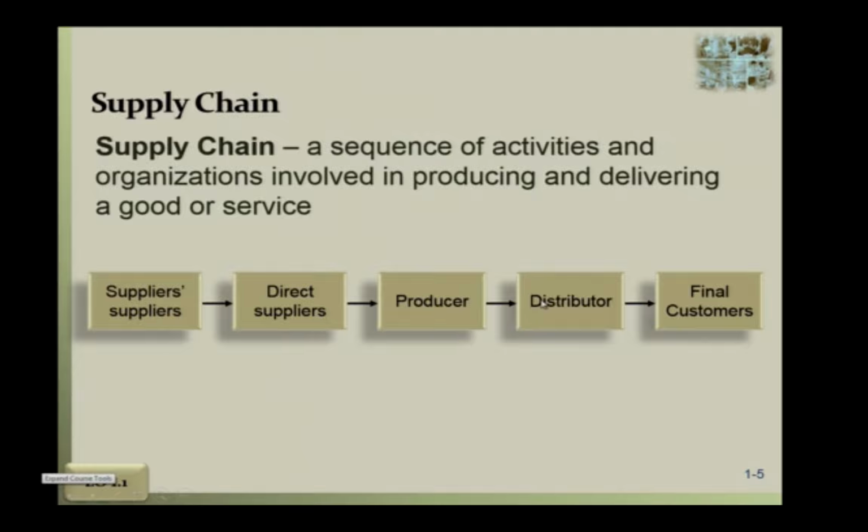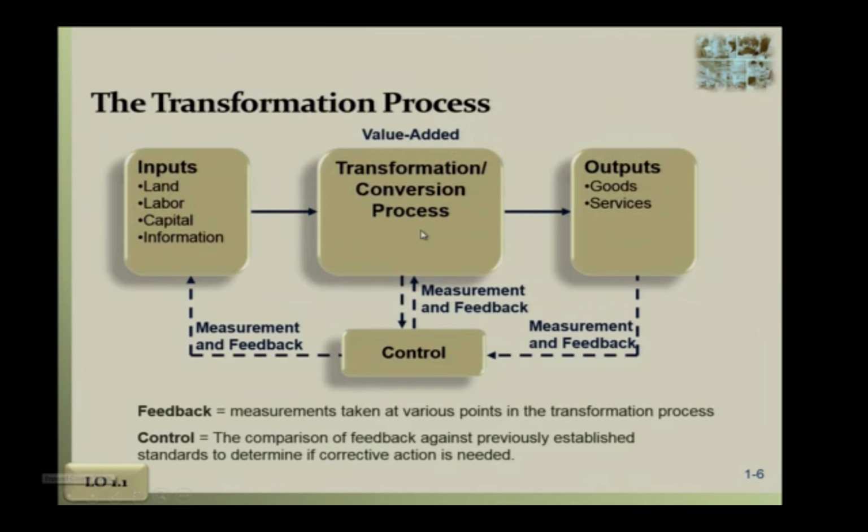The supply chain is basically the chain that we go through in production of goods and services, and also distribution. So we start with suppliers, direct suppliers, the producers, distributors, and final customers.